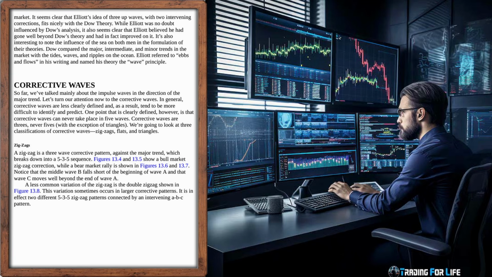Elliott referred to ebbs and flows in his writing and named his theory the wave principle. Corrective waves. So far, we've talked mainly about the impulse waves in the direction of the major trend. Let's turn our attention now to the corrective waves.